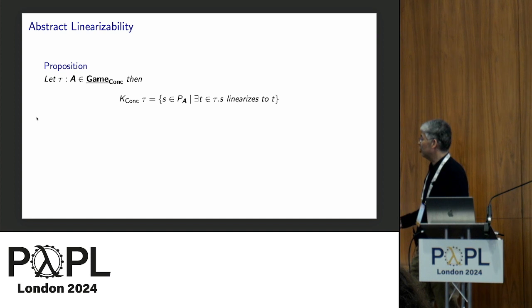And you can prove that the abstract linearizability and this rewrite-based linearizability are exactly equivalent. So that basically means the concurrent copycat and this set of rewrites are equivalent.